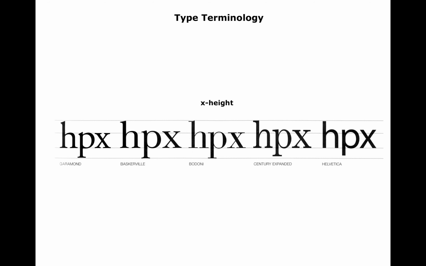So depending on the typeface, the X height of the characters may be different, and the general size of the letters may differ. So this is good to keep in mind when you're placing and utilizing type in your layout. So Garamond is a fairly smaller typeface. Helvetica, on the other end, has a taller X height.